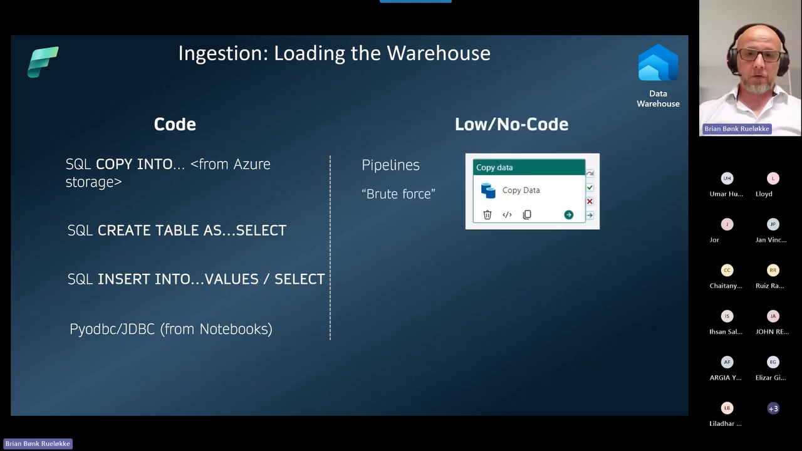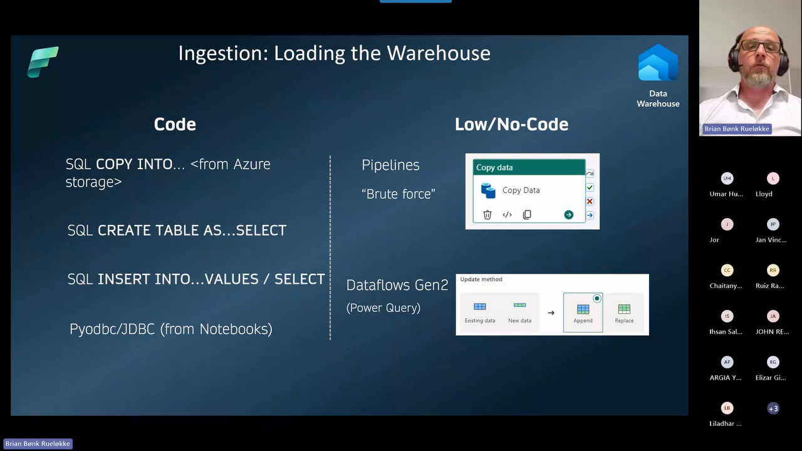We can also use our pipelines to brute force data into the tables or into the warehouse by the copy activity from either the Azure Data Pipelines or the Fabric pipelines directly inside Fabric. And the new thing inside Fabric is we can actually use our Dataflows Gen2 and Power Query to add data to our warehouse table, because now we have a connector directly to our warehouse, and we can insert data to the warehouse directly from Dataflows Gen2 in Fabric with a low-code/no-code approach.